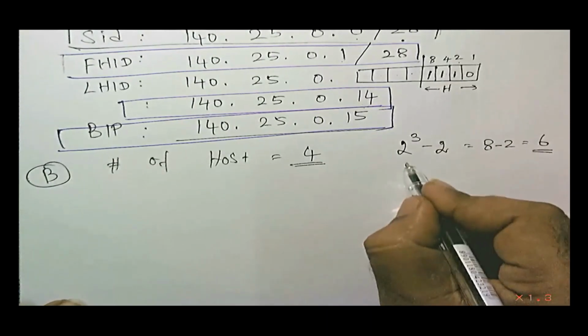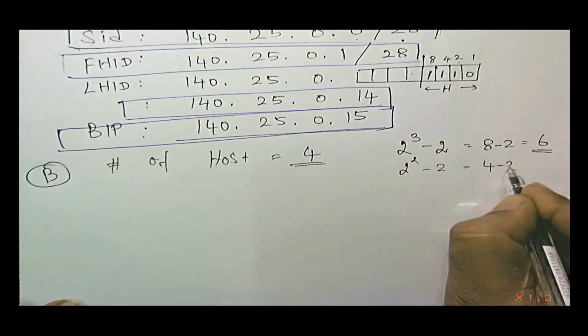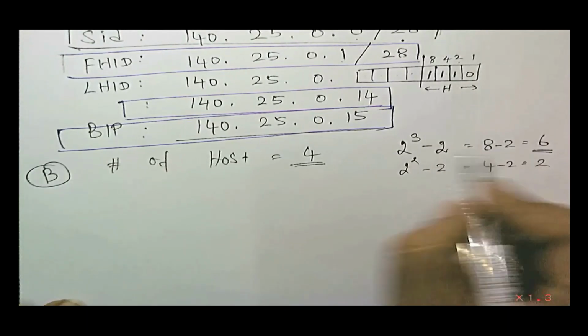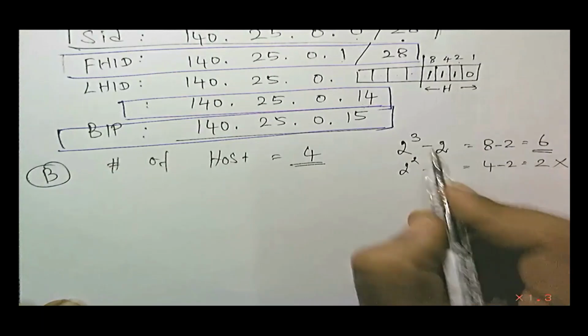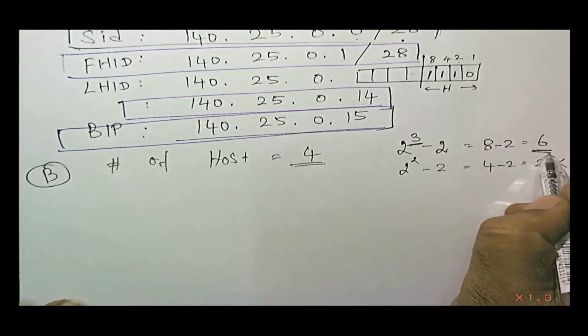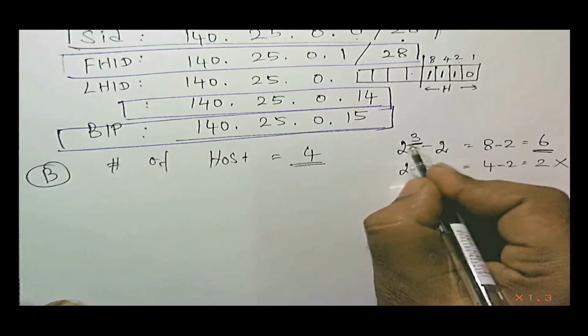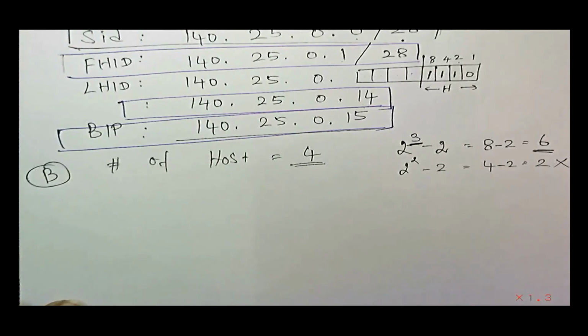2 to the power of 2 minus 2 means 4 minus 2, which is equal to 2. So this is not going to work. If you have 3 bits, you can connect 6 computers. But I need only 4, and we cannot go for exactly the same like that. So you need 3 bits in the host part.